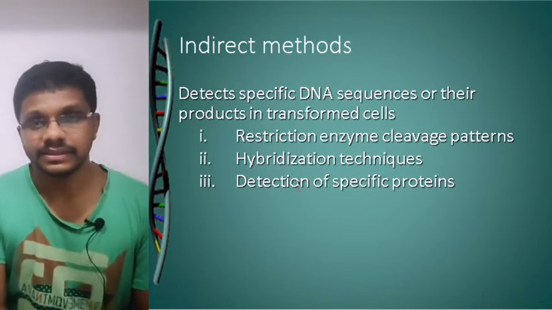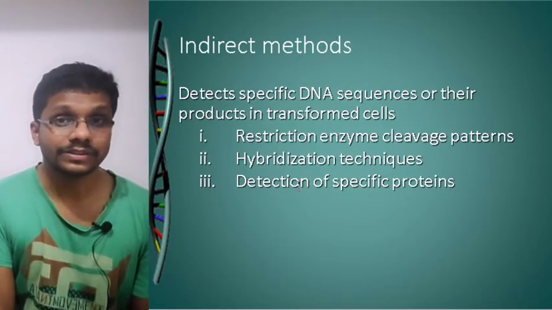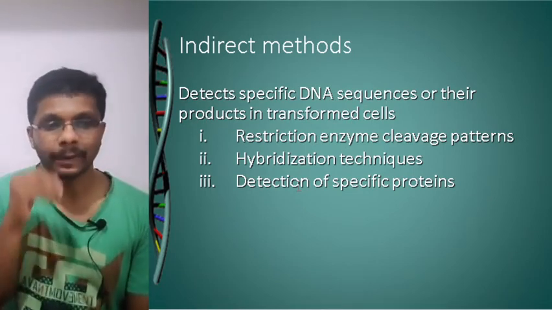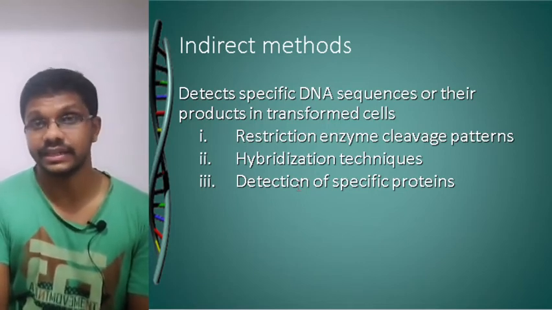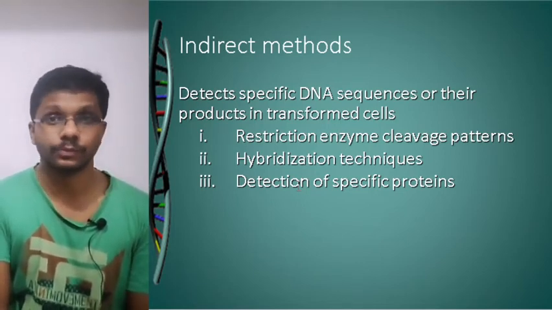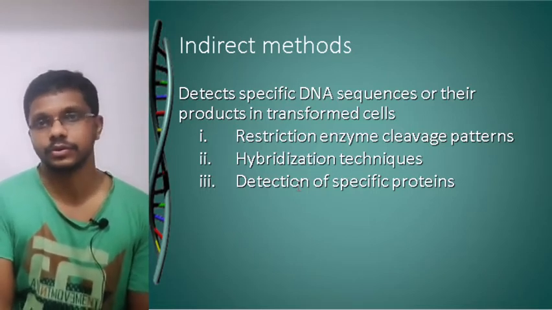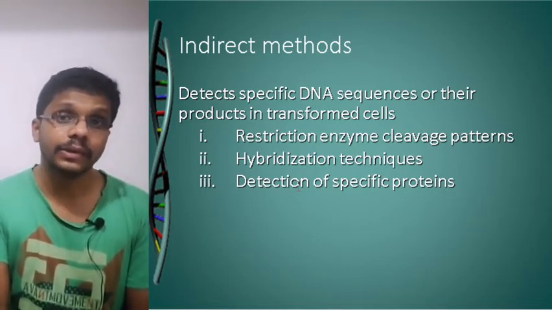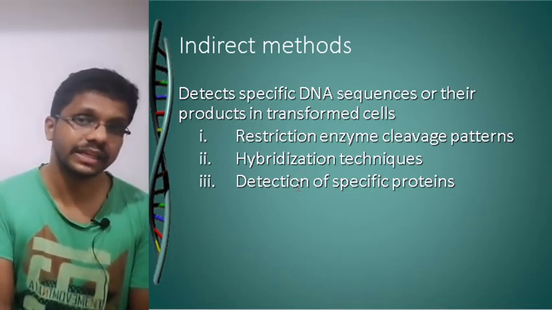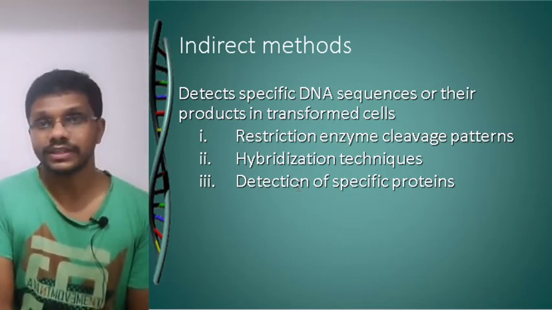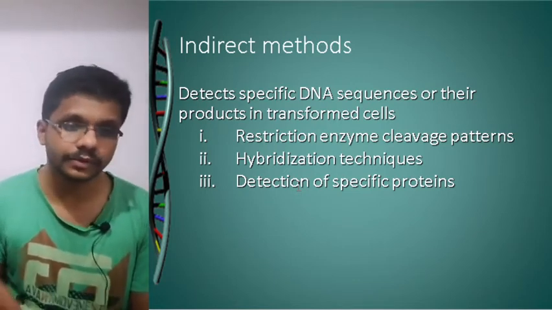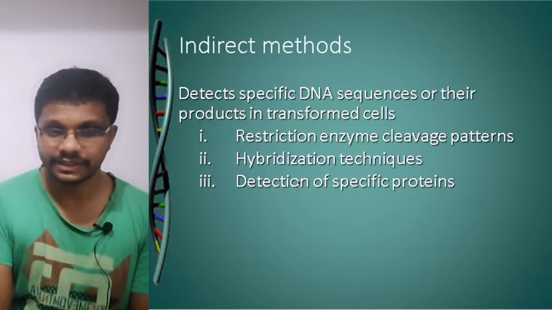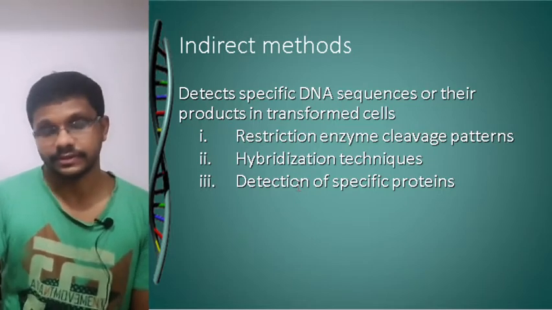Then we have indirect methods. In the indirect methods of selection, we are not selecting based on the function of a marker gene. We are selecting based on the DNA sequence. We want to find the DNA sequence, the RNA sequence, or the protein sequence of the foreign gene, not the marker gene. So in this case, we don't really have any markers, but we rely on the identification of DNA, or we identify the proteins produced from the foreign DNA. It includes three sub-methods: restriction enzyme cleavage pattern, hybridization techniques, and detection of specific proteins.